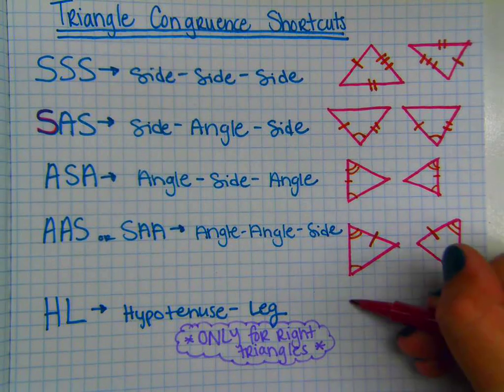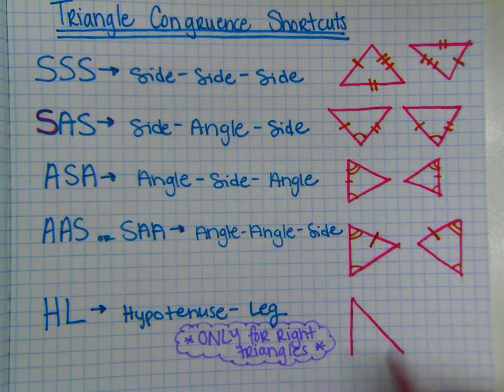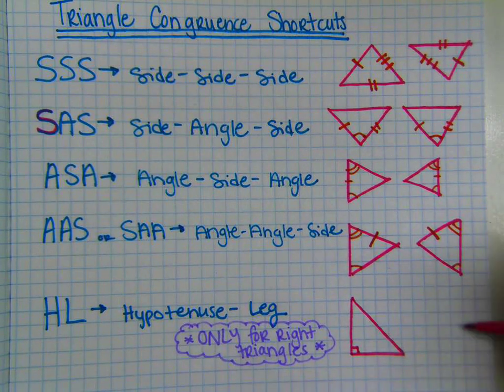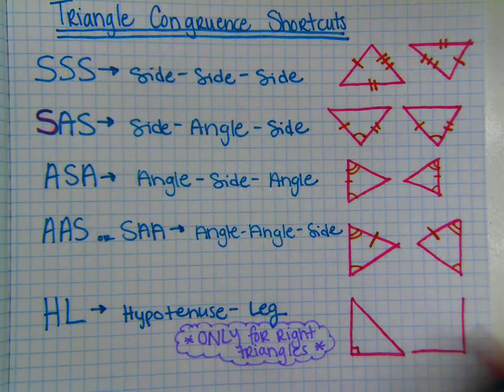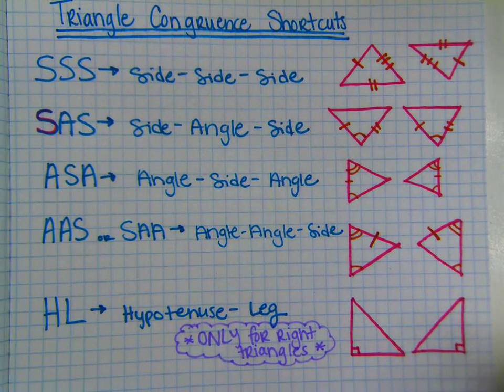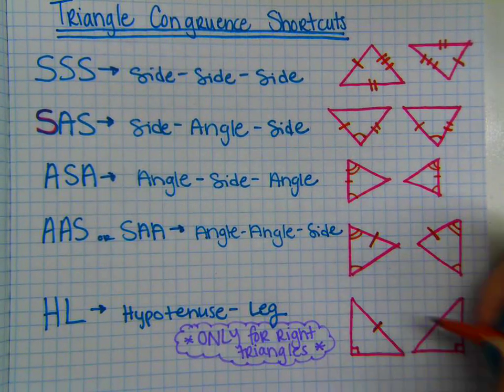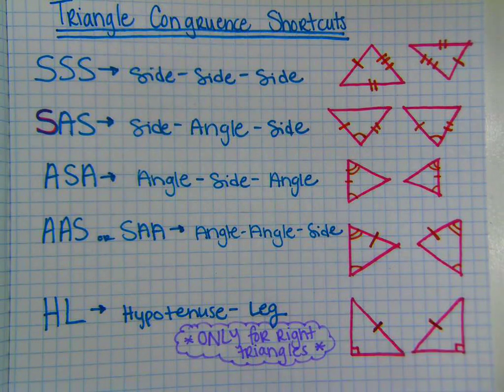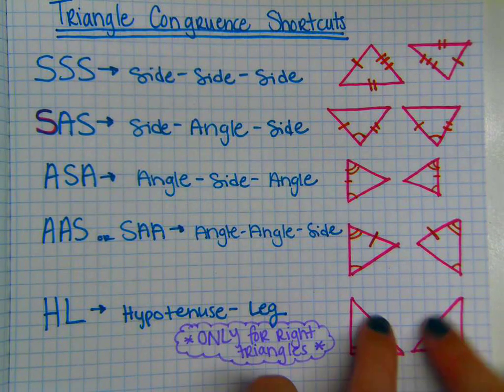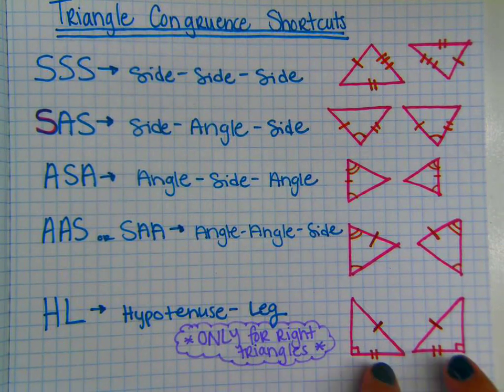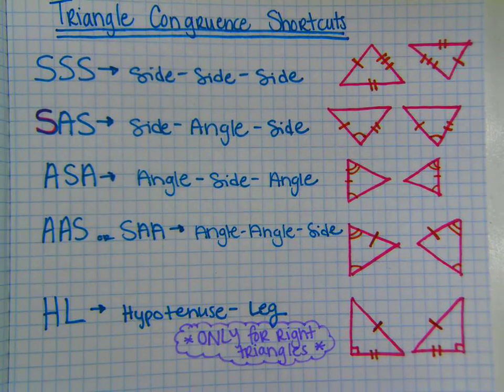And what that would look like is if we had this right triangle, and we know it's a right triangle because of that. And we have this right triangle. We have the hypotenuse congruent, so those are the hypotenuses. And then we have a leg congruent. Hypotenuse, leg. This is the hypotenuse on a right triangle. These are the legs. You must have a hypotenuse and the leg congruent. So those are the triangle congruence shortcuts.